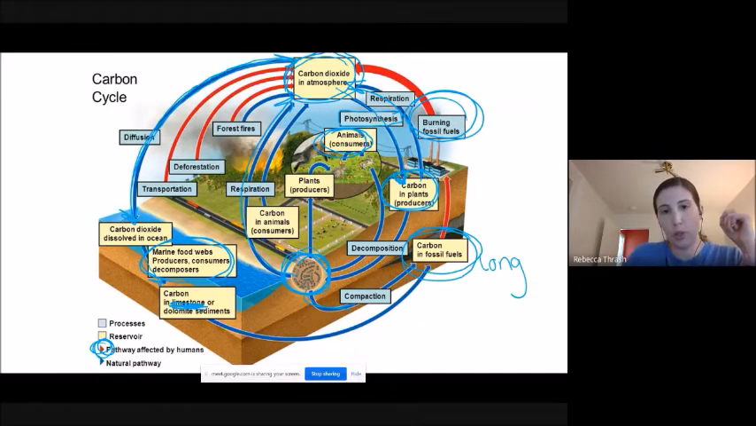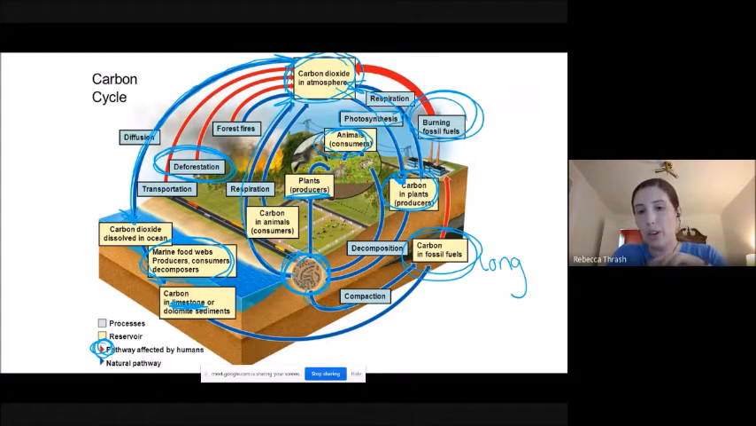Other things that we do is affect the producer level of ecosystems by either deforestation or even things like slash and burn agriculture or other types of forest fires. Well, that takes the carbon that was stored in the plant producer level and releases it back into the atmosphere as carbon dioxide.